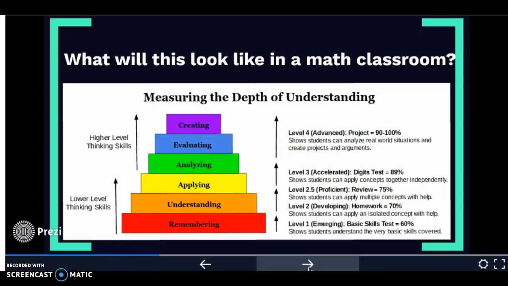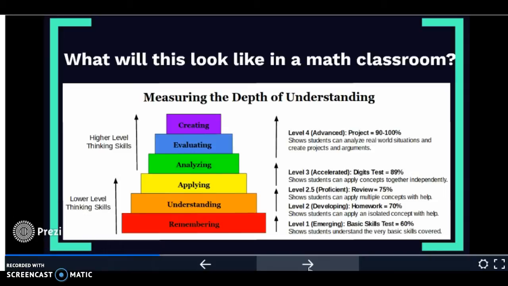This shows that students are emerging in their understanding. As soon as students have completed their basic skills test with an 80% or higher, they are ready to work towards the next level to increase their grade for the topic. However, if a student stops here, they would receive a 60% overall for the topic.